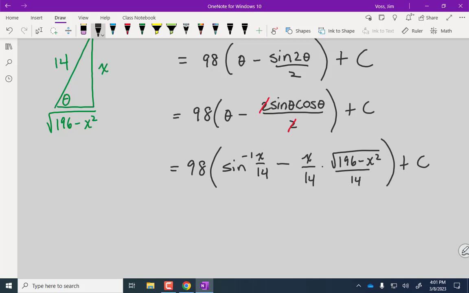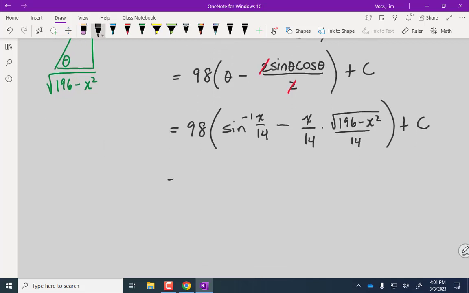Questions? You wouldn't combine the two fractions right here? The 14s, yeah. So we would distribute the 98 and simplify with that. So 14 times 14 and then cancel any common factor. So we would end up with 98 inverse sine, and then 98 divided by 196, whatever that simplifies to. Somebody tell me what that simplifies to. Anyone know 98 over 196? Take a guess.